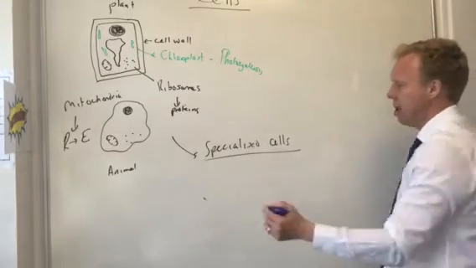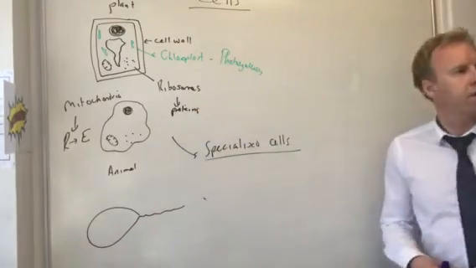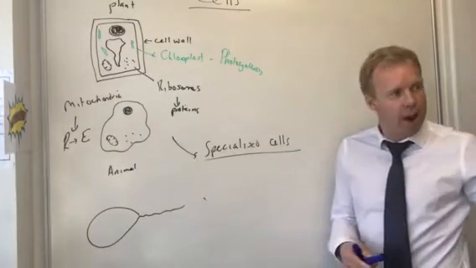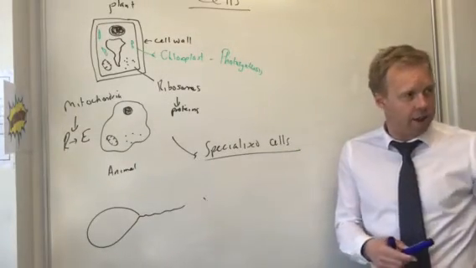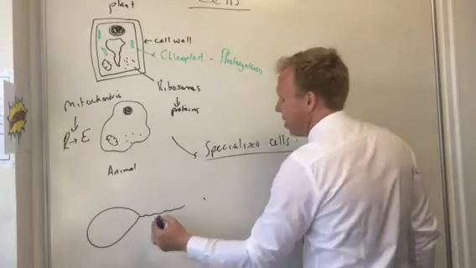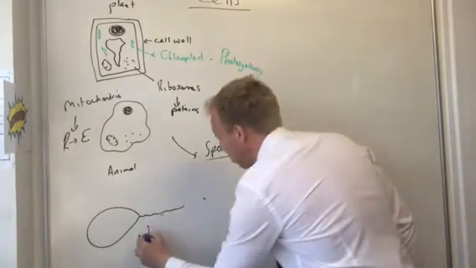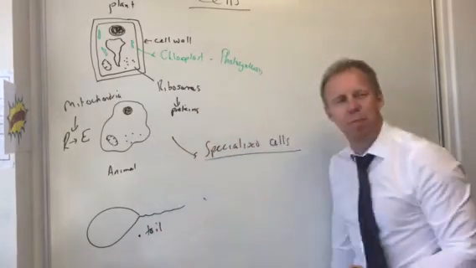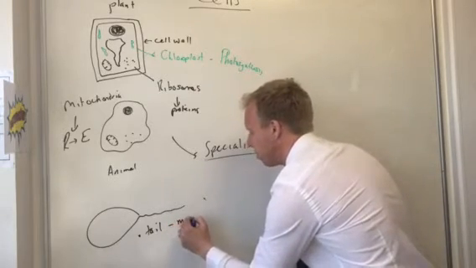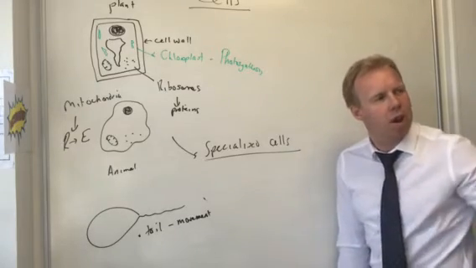Number one, a typical example is the sperm. Now the sperm cell is specialised in a number of ways, and I want us to be aware of this. First of all, let's say it has a tail. This is basic now, we're going to build up. And the tail is for movement.